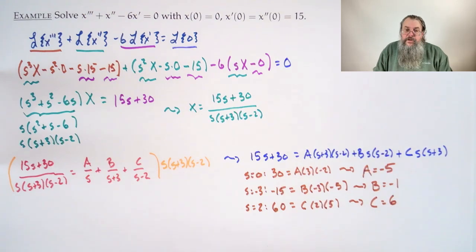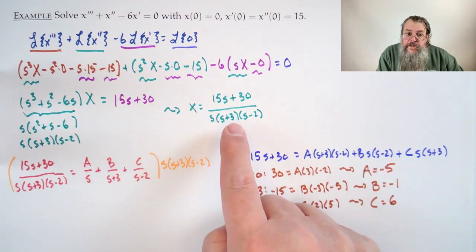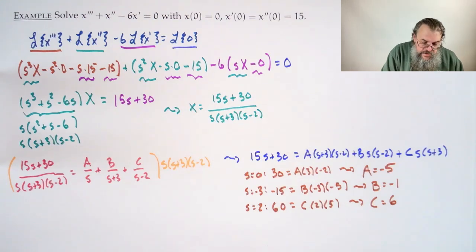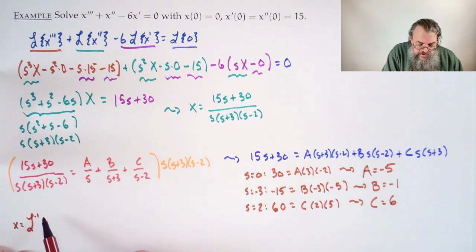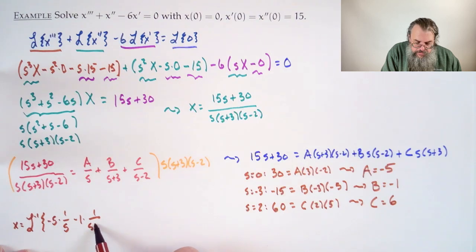Great. So, we're in the home stretch. Why? Well, because we know this is the Laplace transform of our answer. And now we found a better way to write our answer, or rather I should say the Laplace transform of our answer. So we can say, hey, the answer will be the inverse Laplace transform of negative 5 times 1 over s, then minus 1 times 1 over s plus 3, and then 6, 1 over s minus 2.